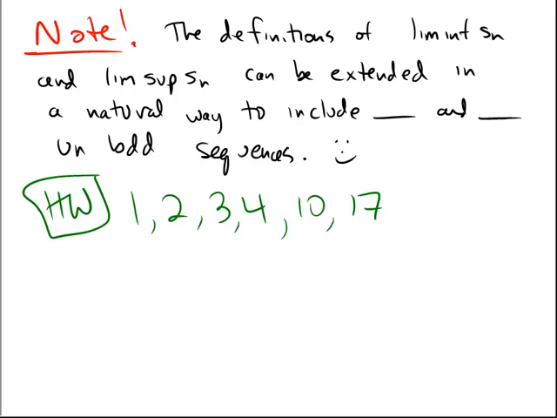Okay, as a final note here, the definitions of limit inferior and limit superior can be extended in a very natural way to include two of our favorite numbers now, the positive infinity and the negative infinity. These would of course be relevant to the unbounded sequences, and you'll get a few homework problems that start to play with that.